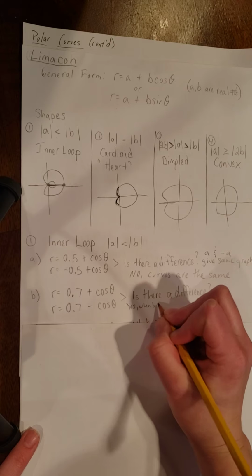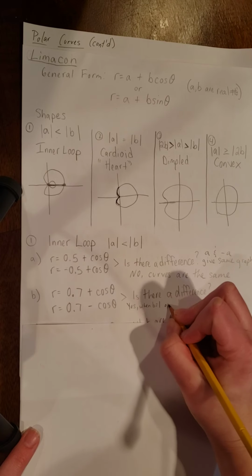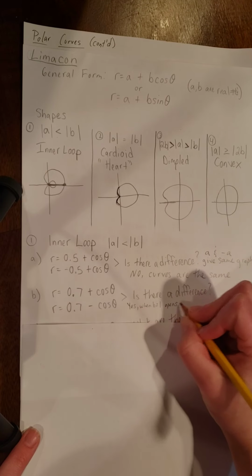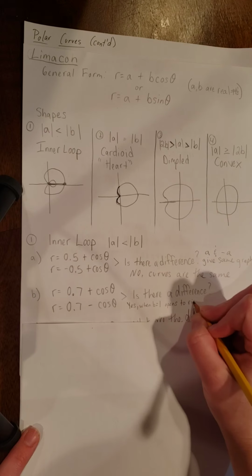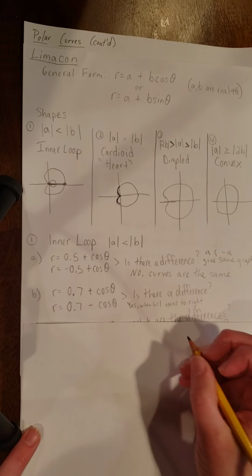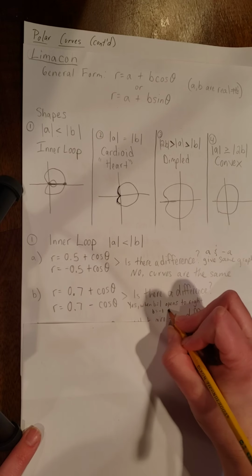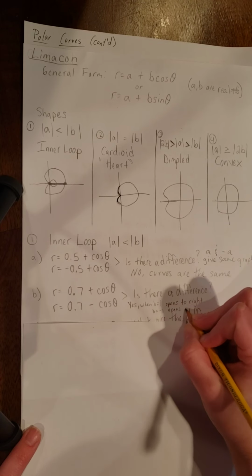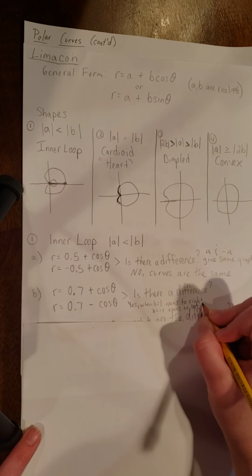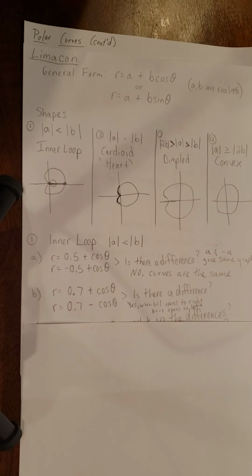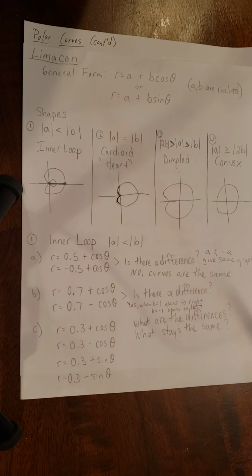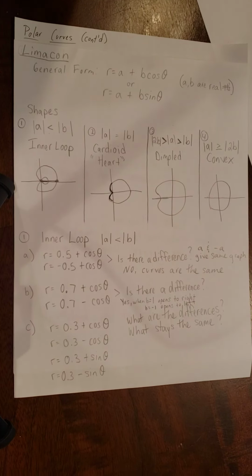When b is 1, we could say it opens to the right, or its orientation is to the right. When b is negative 1, it opens to the left. Okay, so next, we're going to look at 4 of them. And we're going to figure out what are the differences and what stays the same.